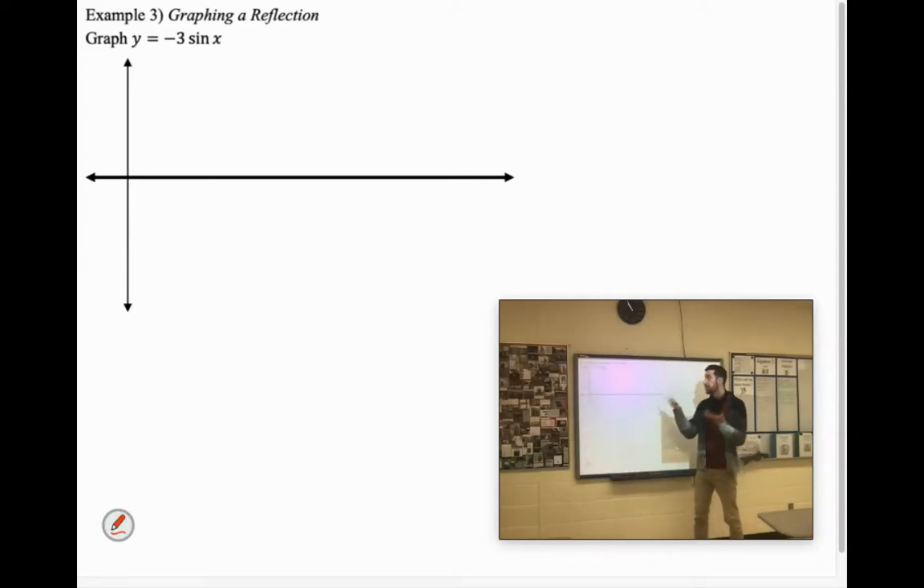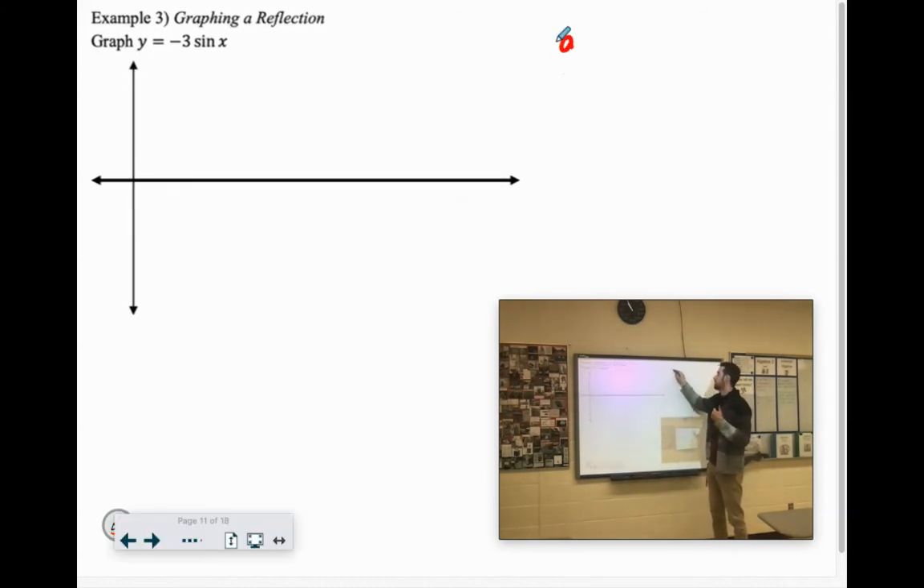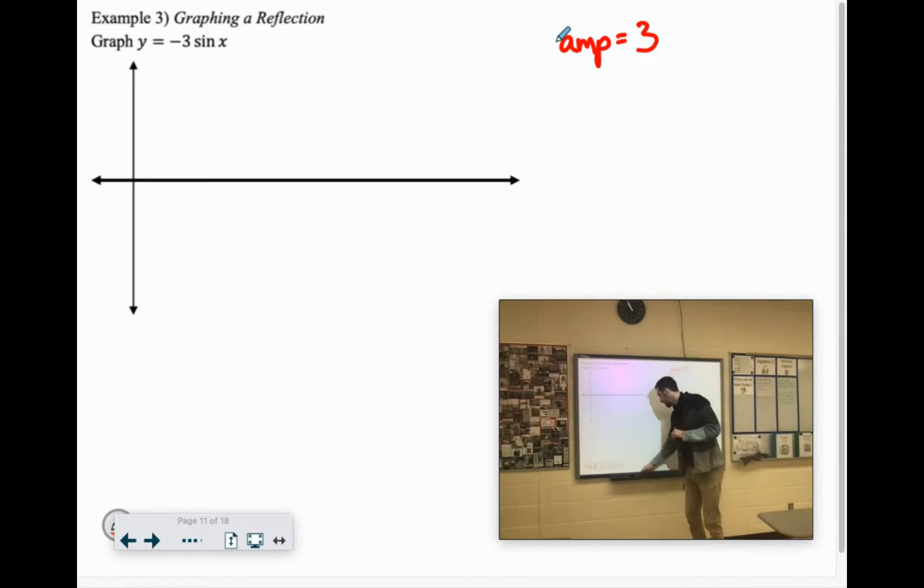Figure out amplitude. I see it as -3 in front. Now amplitude is always positive. It's just saying how much is it going above or beyond the center. So we'll say our amplitude is 3. So it'll go 3 above the center and 3 below the center. Now what that -3 means is it's going to be reflected.